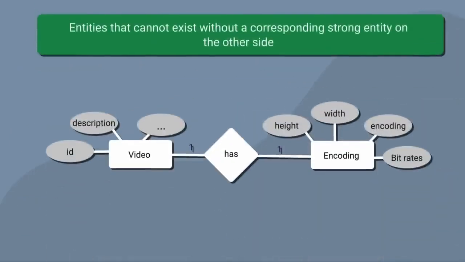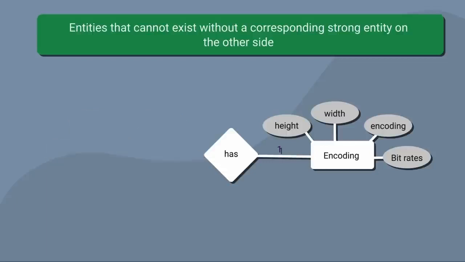Weak entity types are entities that cannot exist without a corresponding strong entity on the other side. For example, if the video vanishes or disappears, then the encoding will disappear too.